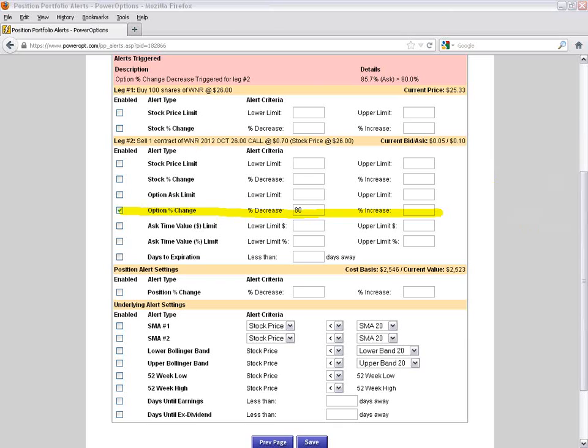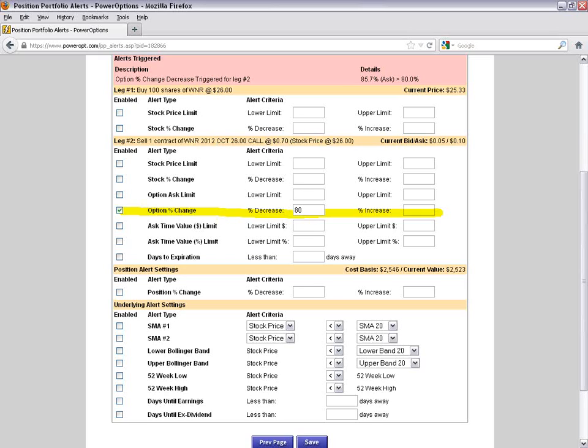So that's set, but if I wanted to remove it at any time, if I saw that alert and said, oh, you know what, I'm just going to hold this to expiration, I don't need to be alerted, I could just uncheck the box here and remove the listing for the percent option change. And we're going to keep that in there for now. Okay, covered calls and naked puts would appear the same.